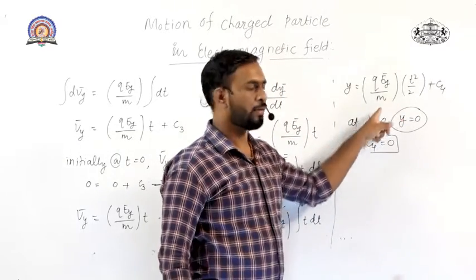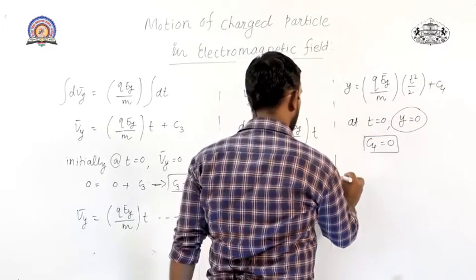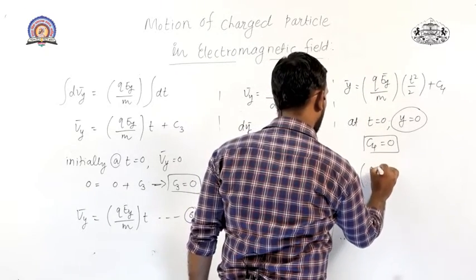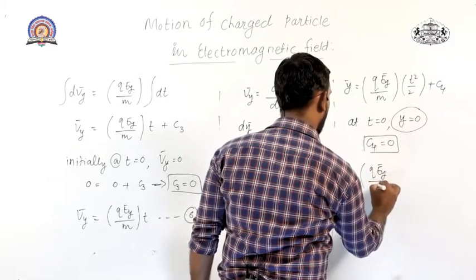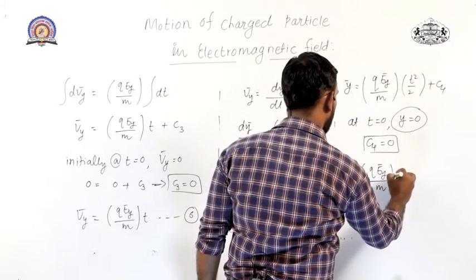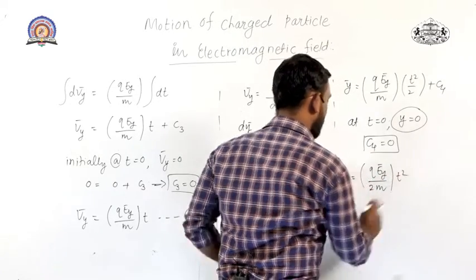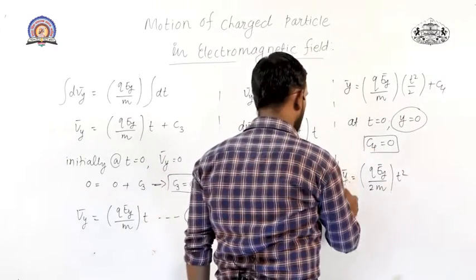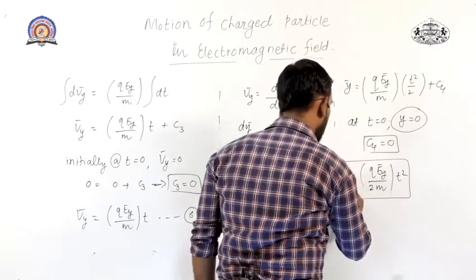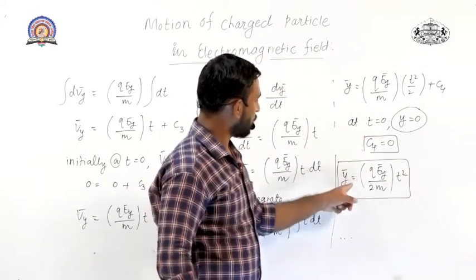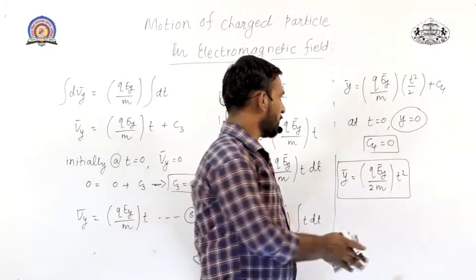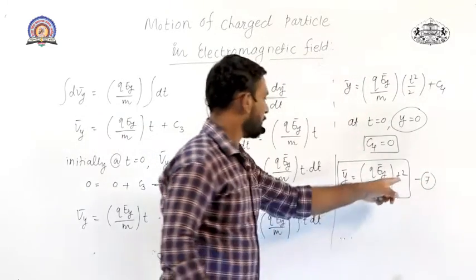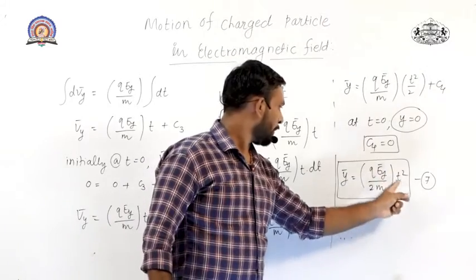If you put c4 in this equation, you will get the resultant form of the equation: y is equal to q E_y upon m into t square, with the factor of 2 included. So this is the form of the equation: y is equal to q E_y upon 2m t square. This is equation number, let's say, 7. Okay, so till now all is good.